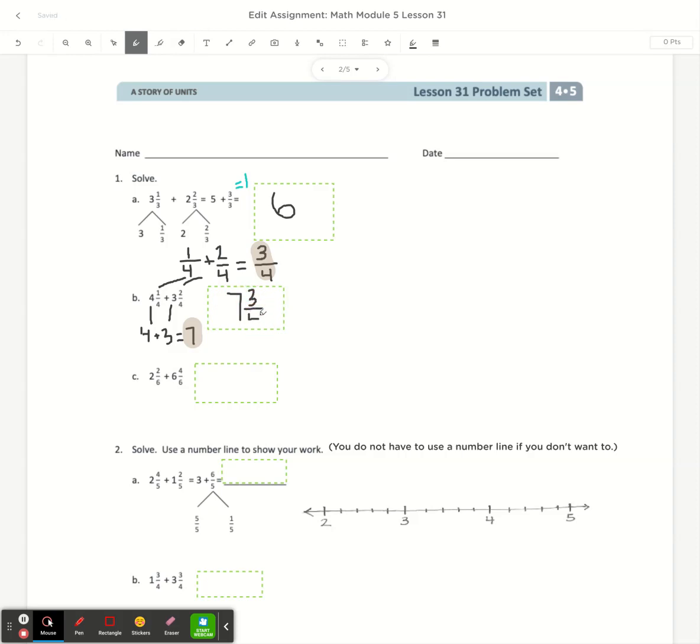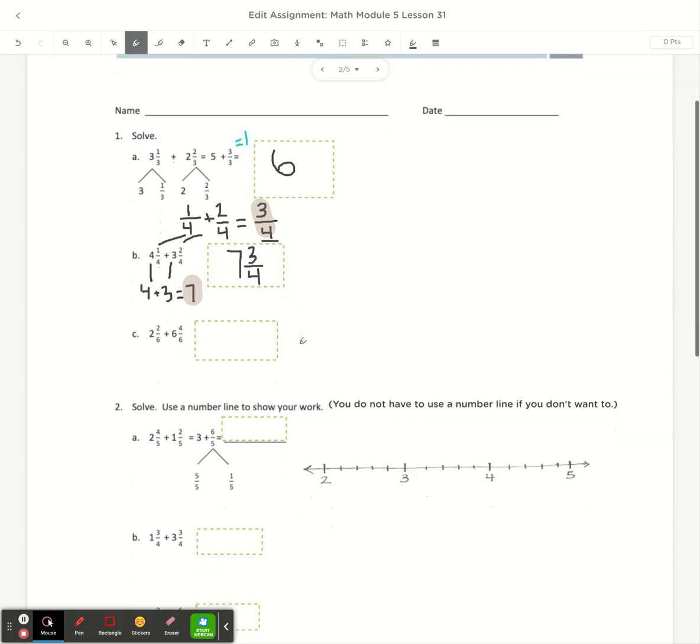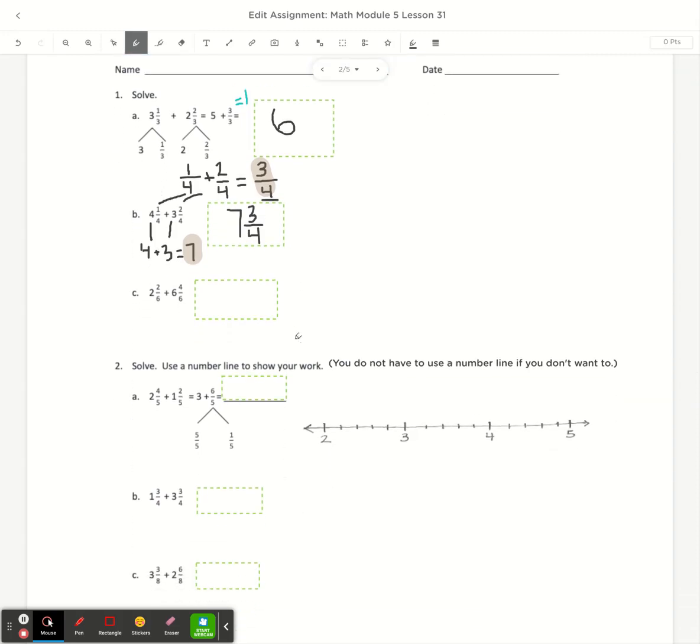This is a little bit different than part A because this time our added fraction did not equal a whole number. It was just a fraction, so that's why we're leaving the fraction the way it is. And that's pretty much all we're doing on this assignment.